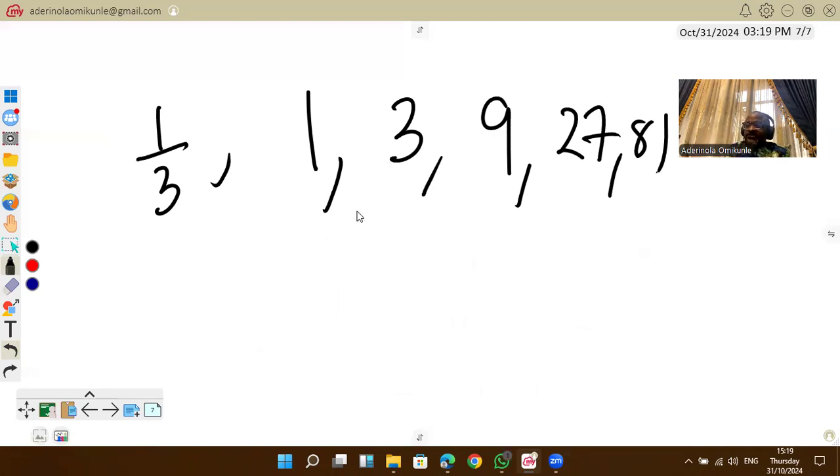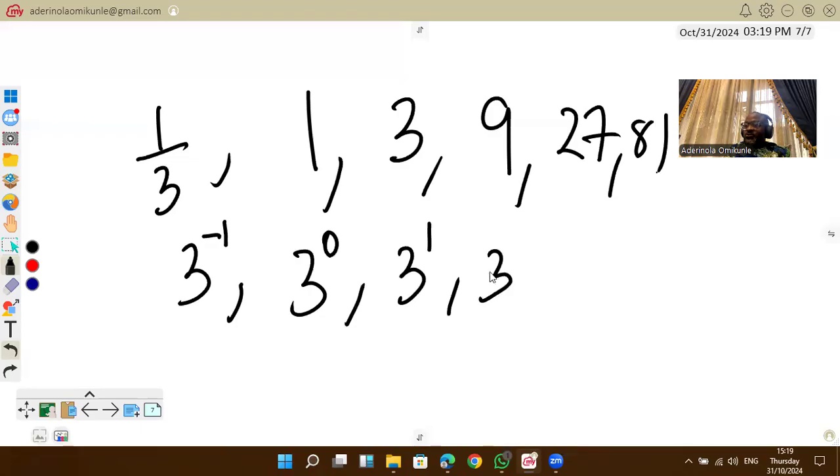So if you write all of them in powers of 3, this is 3 to the power of negative 1. This is 3 to the power of 0. This is 3 to the power of 1. This is 3 to the power of 2. This is 3 to the power of 3. And this is 3 to the power of 4. Again, how does the 1 over 3 become 3 to the power minus 1? It goes back to your indices. To remove the fraction, you can just put a negative power. Okay, that is indices.